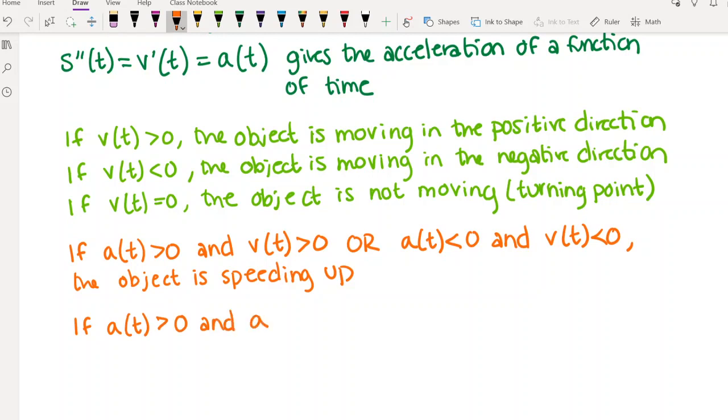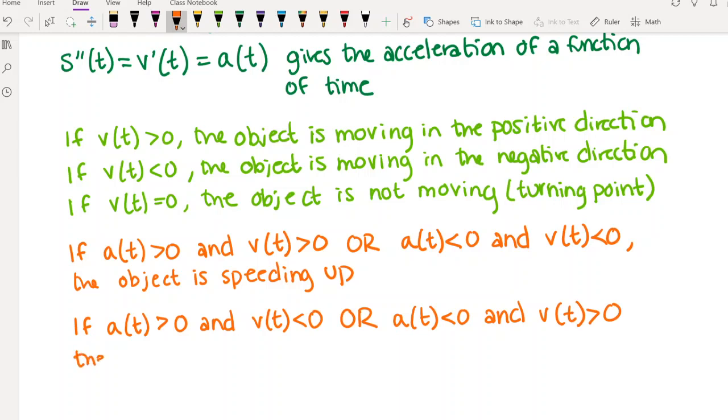so that would be either the acceleration is positive and the velocity is negative, or the acceleration is negative and the velocity is positive. So now that's the situation where you're biking into some headwind, right? And it's really slowing you down. And so that's the kind of situation where things would be slowing down.